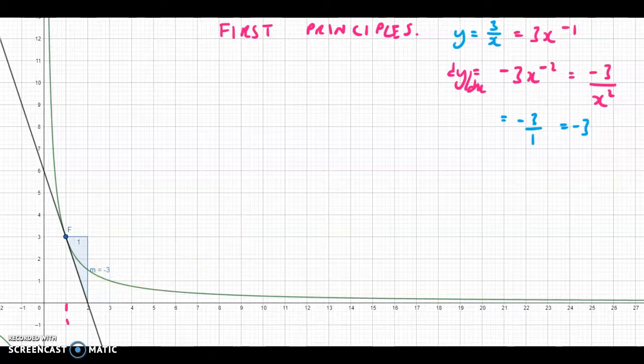But that's not really what I wanted to show you. I wanted to show you how it visually works with the graph and how we then can use first principles from the original. So I'm just going to pause the video and come back to you.